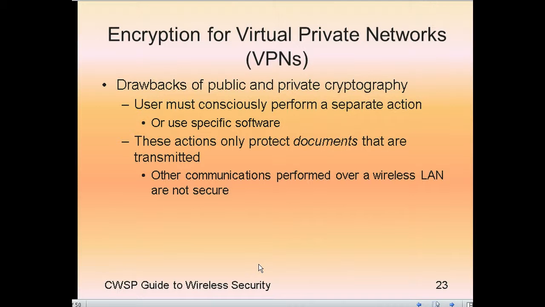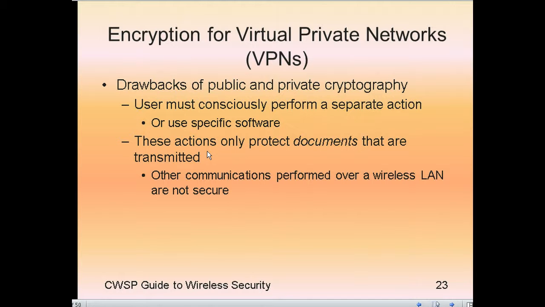VPNs. Drawbacks of public-private cryptography: the user must consciously perform a separate action or use special software. So what they're saying here is that in order to actually get something encrypted from point A to point B, we've got to do something. What a tunnel or a VPN is going to do for us is automatically encrypt that data.